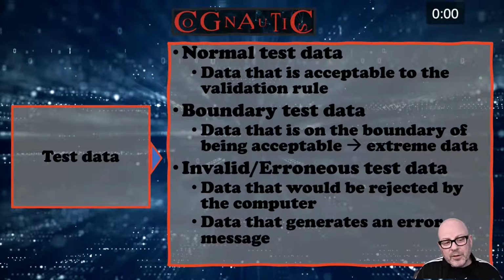So those are the 3 types of test data that you can use. I imagine I don't need to say any more on that. Normal, which is within the realms of what you're looking for. Boundary, on the very edge but should work. And invalid, which is data that should be rejected, okay? Good. So that is test data.